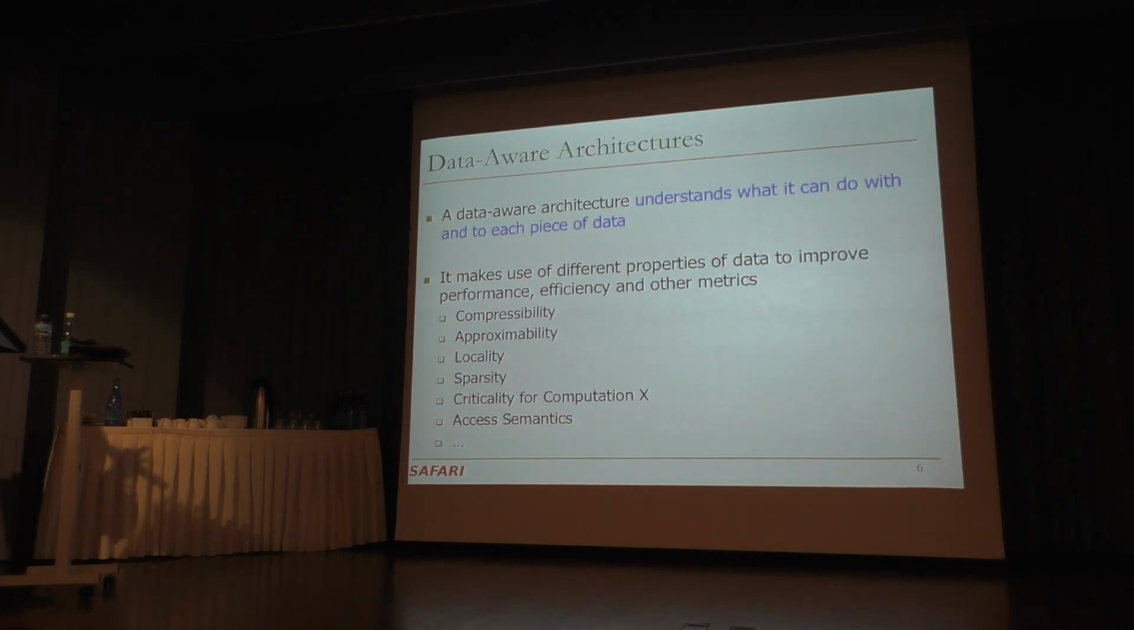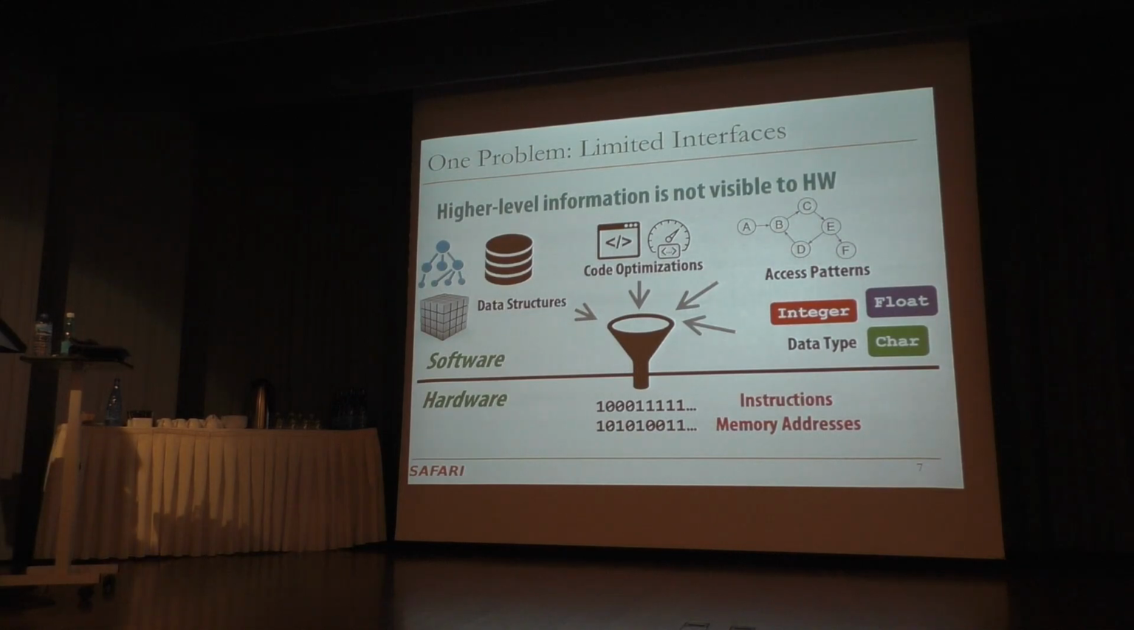So we have this rich information that we know or we can figure out, but in the end, what we communicate to the general purpose hardware at the bottom is memory addresses and instructions. In some very specialized cases, you have these prefetch instructions or eviction instructions from the caches, but they're very specialized. We don't have a general interface for this. So I think essentially this higher level information is not visible to a hardware except in some very specialized cases. And we wanted to actually fix this problem.